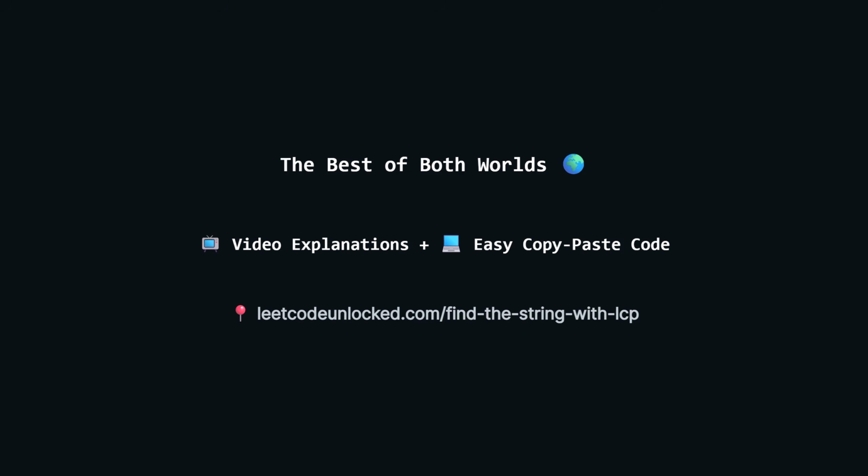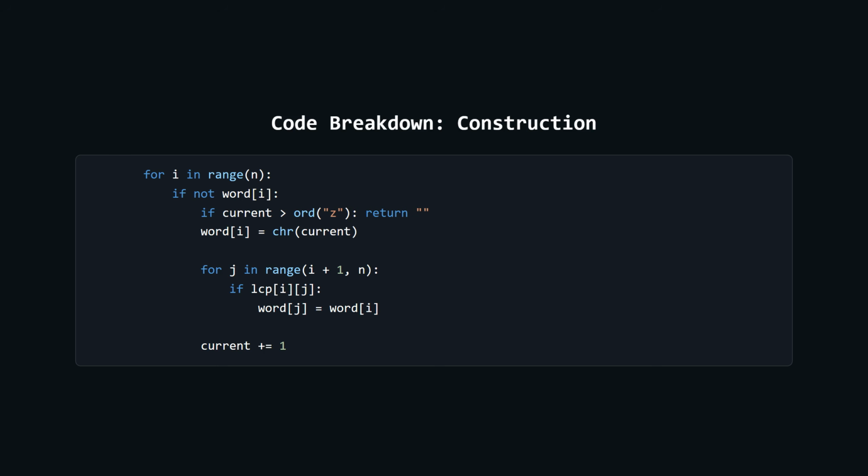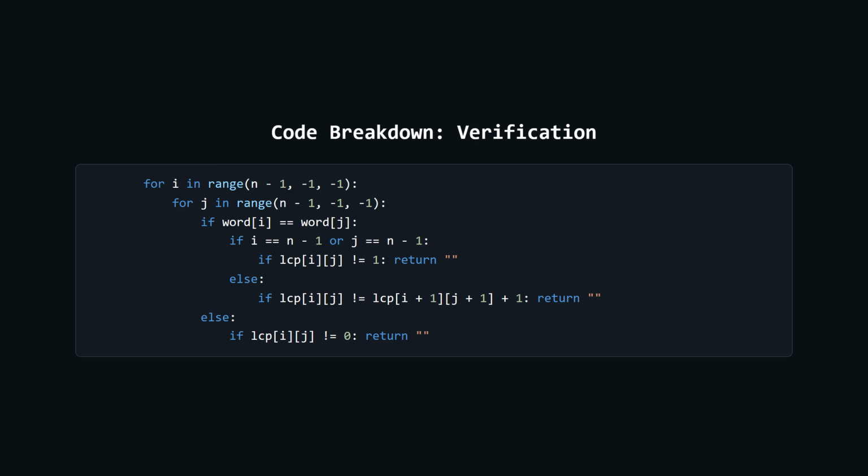Now getting back to the explanation. For the setup, we create an empty array for our word and start a counter tracking the ASCII value for the letter A. Next, for every empty spot, we assign our current letter. Then, the inner J loop immediately copies that letter to any other index where the grid says they share a prefix. Finally, the verification phase loops backwards from the end of the string. If the letters match, the grid value must follow the +1 diagonal rule. If they don't, the grid value must be exactly 0.